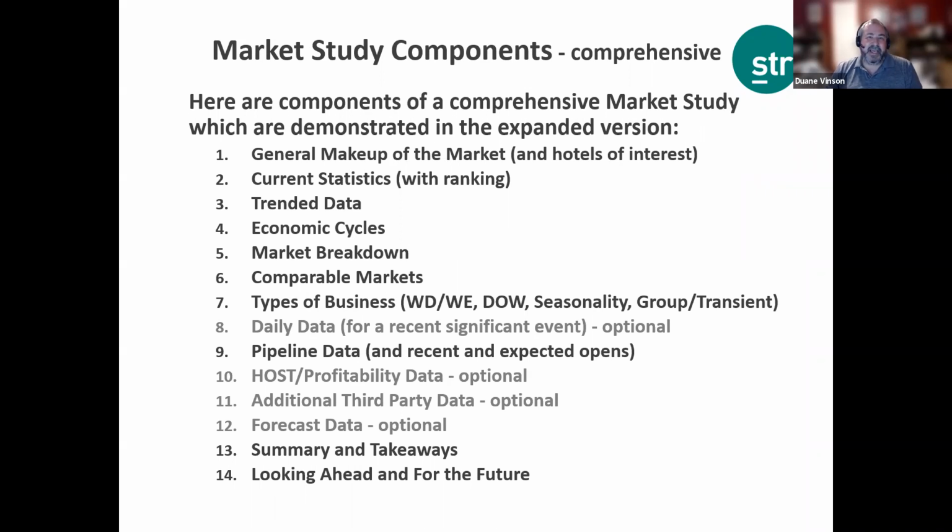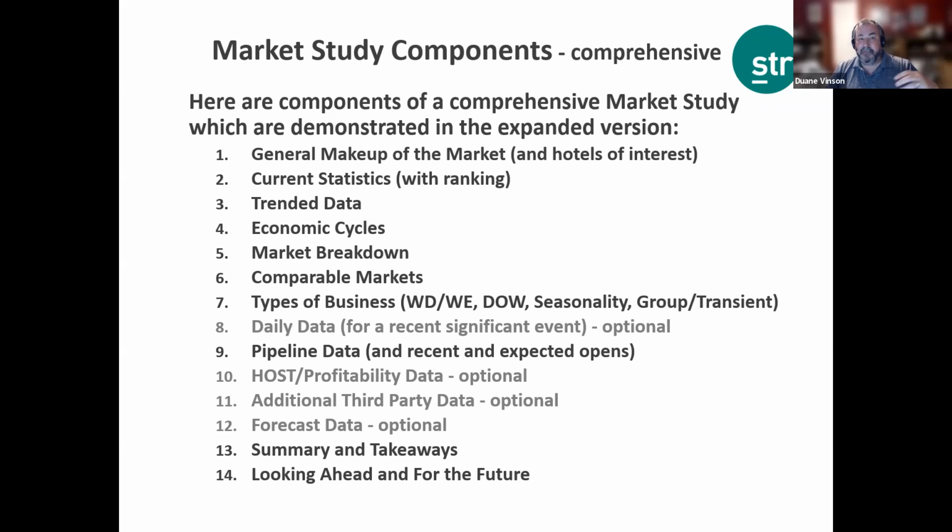This is an example of a comprehensive market study. This is a little more detailed here, right? You'll notice all of the different things that we talked about earlier, things like general makeup of the market, current statistics, trended data. We've also included there in the comprehensive, you see economic cycles. That's not in the version we're looking at. Market breakdowns, comparable markets, types of business.